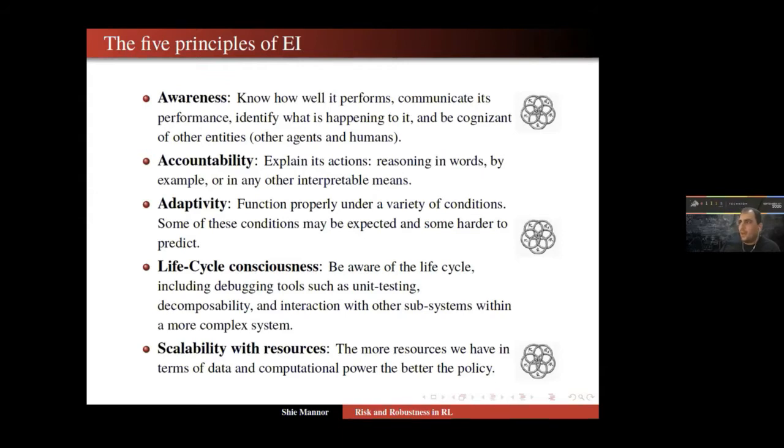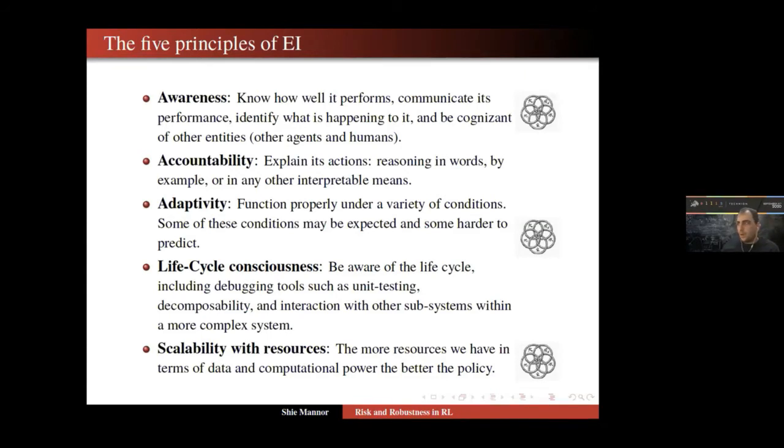They're written here. Awareness means that you know how well you're doing. Accountability means that you can explain why you did what you did, maybe in words, maybe by showing calculation. Adaptivity means that you function not only in the condition that you were trained for, but in somewhat different conditions. I think those are undebatable.